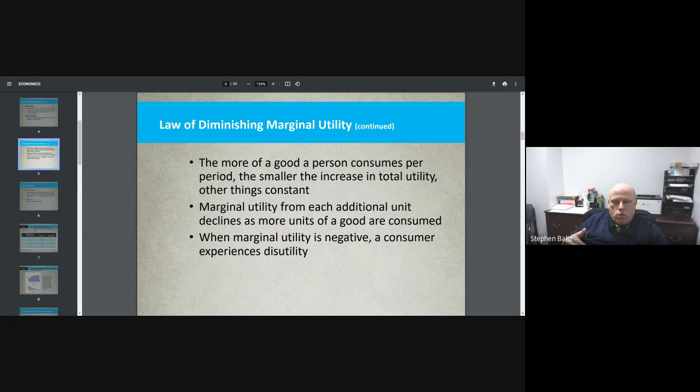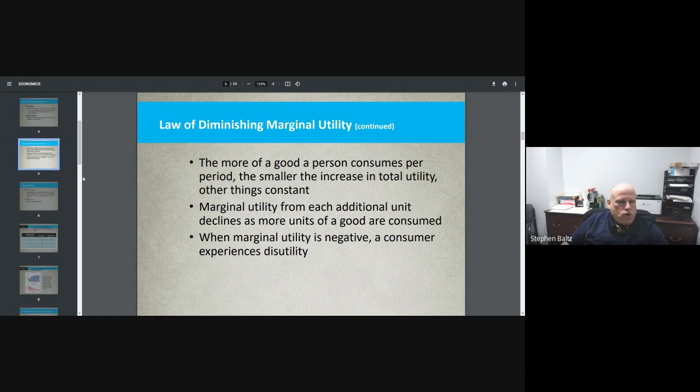As long as marginal utility is positive, and we're getting at least some additional satisfaction from each additional unit of the good, then total utility is going to increase. As long as marginal utility is a positive number, total utility is going to increase, but it's going to increase at a decreasing rate because of the law of diminishing marginal utility. And then once marginal utility becomes negative, the consumer experiences disutility, and total utility falls.